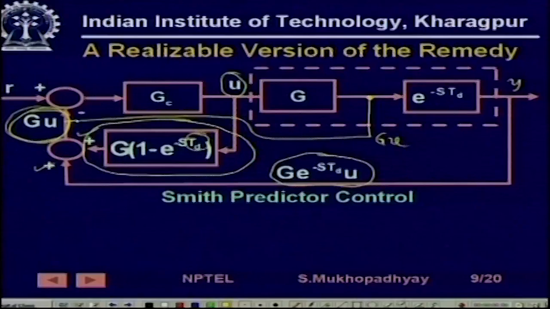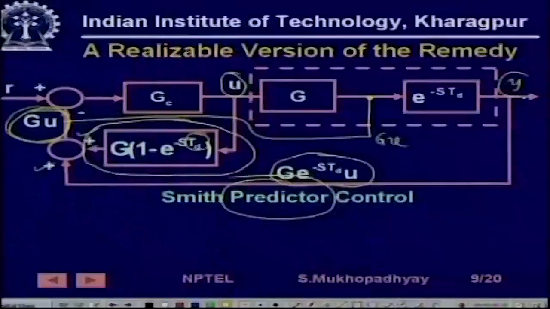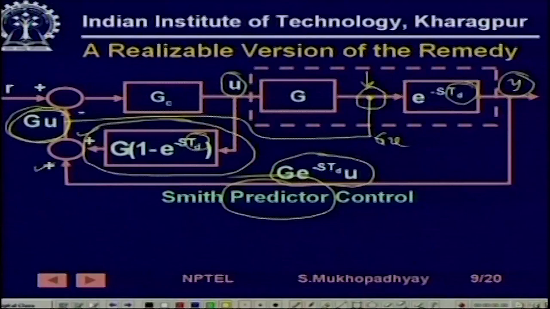So what am I trying to do? Why is it called a predictor? Why this term prediction? Because I am trying to, in effect, predict the output. Why? Because this is Y, this is the output, and what is this? This is nothing but a future output which will appear here in the measurable form after time TD. So since I am trying to recreate that, in other words, I am trying to predict the output and then give it feedback. That is why it's called the Smith predictor control.